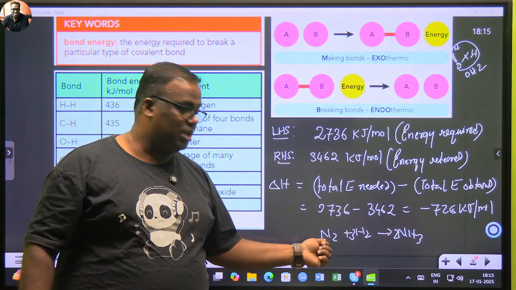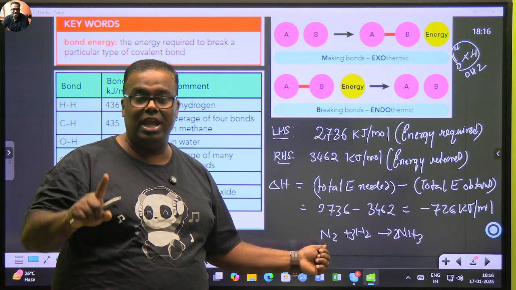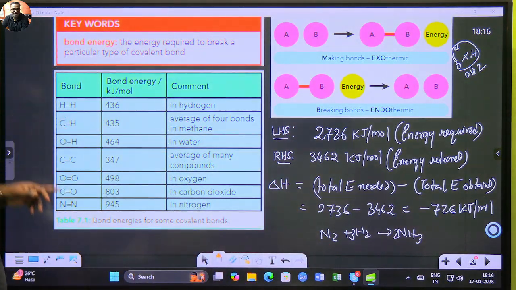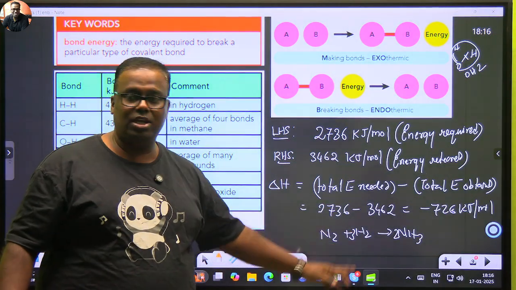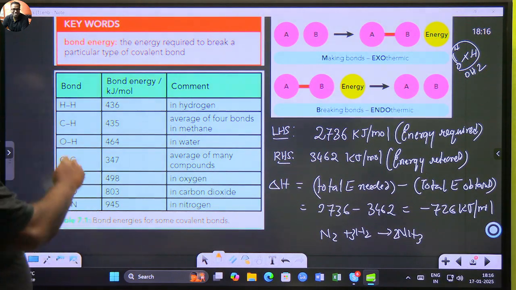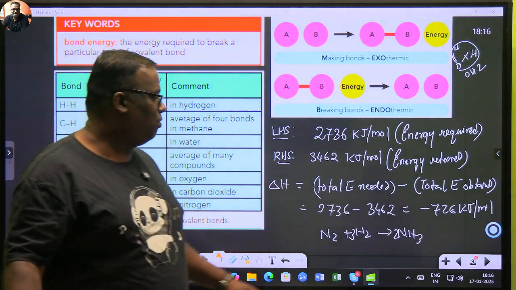So what are you breaking first? Nitrogen nitrogen bond, one bond. N2 means one nitrogen nitrogen bond. Nitrogen nitrogen data is given. So you can do this at home. Then what are you breaking? Hydrogen hydrogen, three bonds. Hydrogen hydrogen data is also given. Got it? Then what are you forming?